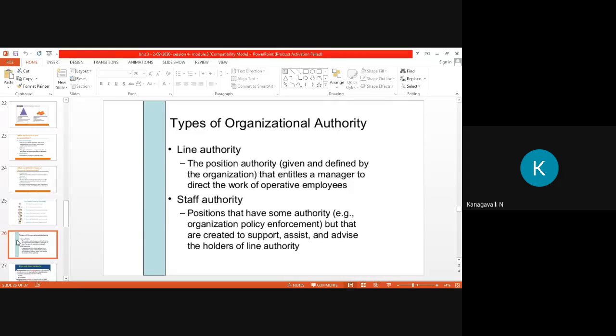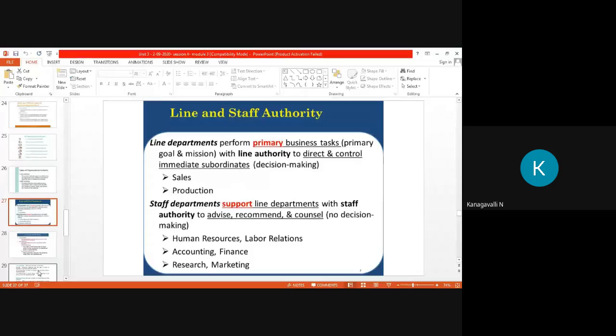Then staff authority is a position that has some authority, for example organization policy enforcement, but is created to support, assist, and advise the holders of line authority. Line departments perform primary business tasks, like the primary goal and mission, with the line authority to direct and control immediate subordinates. That means sales and production departments. Staff departments support line departments with staff authority to advise, recommend, and counsel, with no decision making, like HR and labor relations, accounting, finance, and research marketing.